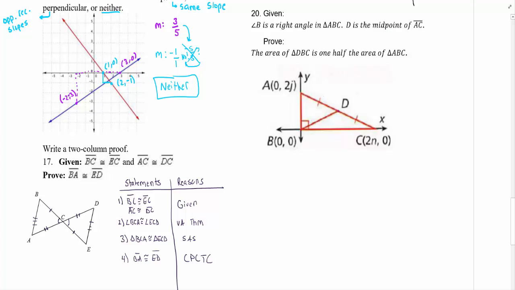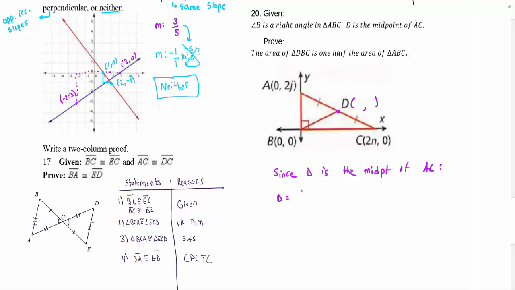So when we're doing the coordinate proofs, remember what I do on these? If they're giving you a midpoint, we need to find the midpoint. I'm going to use this for my proof. So first thing we're going to have to do, say since D is the midpoint of AC, I can do the following.